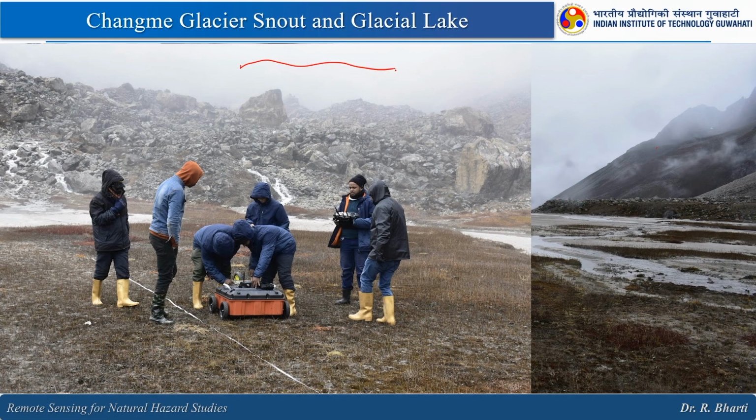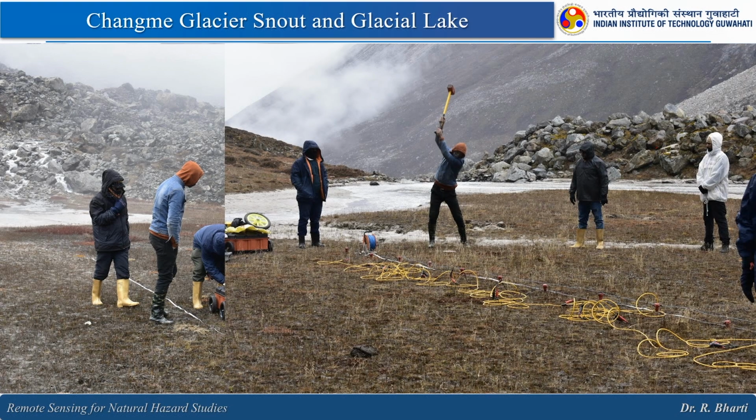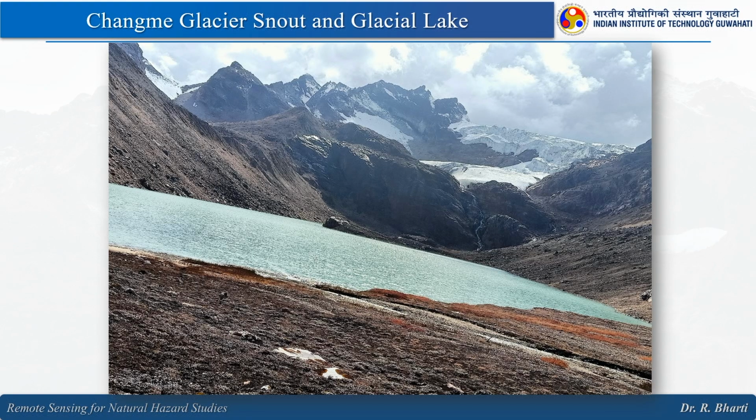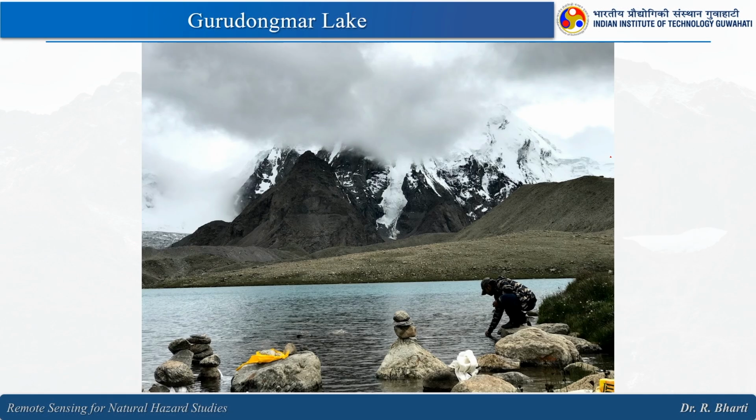And we have also conducted a few geophysical tests, so that we will understand the stability of the glacial lakes. This is top of that. So, here you can see this is the glacier, the main body, and here the water is flowing through this, right. So, the melt water is entering into this lake, and this is the moraine, the glacier moraine. This is from another location, this is Guru Dongmar Lake.